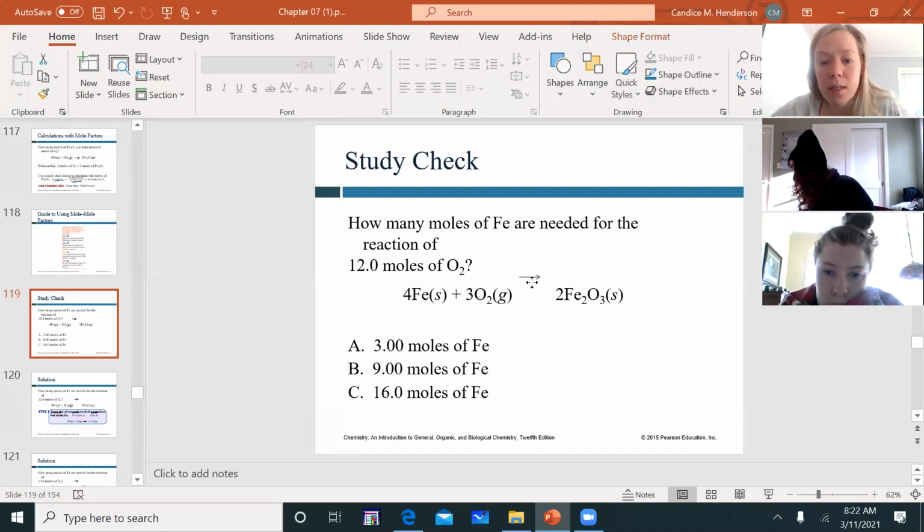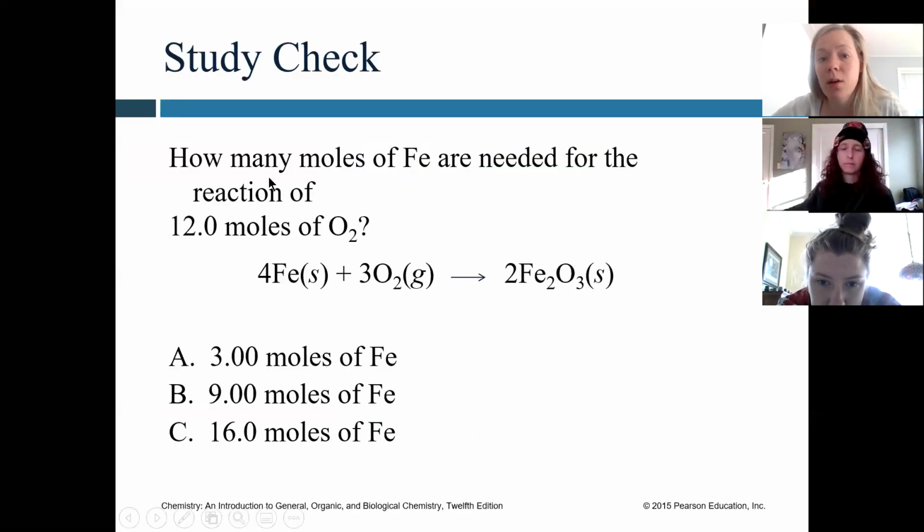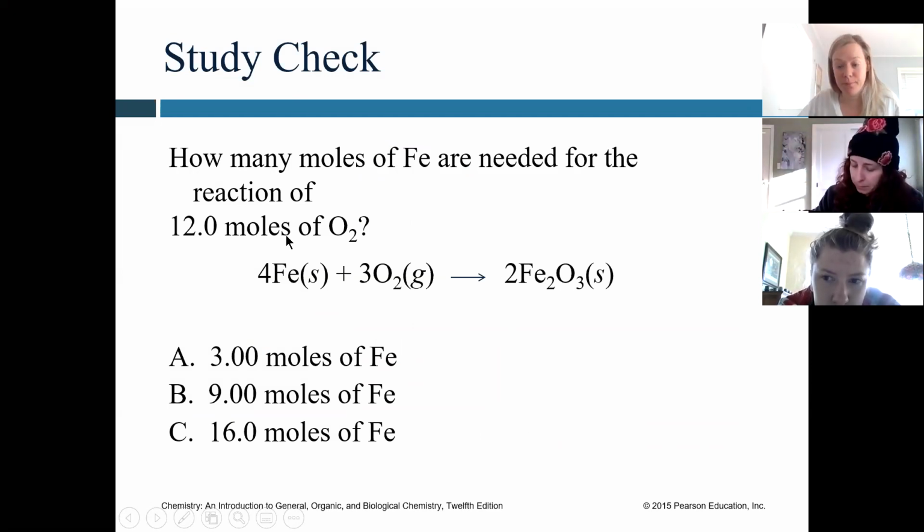Okay, I want you to do this one. So this is a simple one because it's only in moles. So assume that you have 12 moles of O2. How many moles of iron do you need to react with 12 moles of O2? And the equation is already balanced for you.